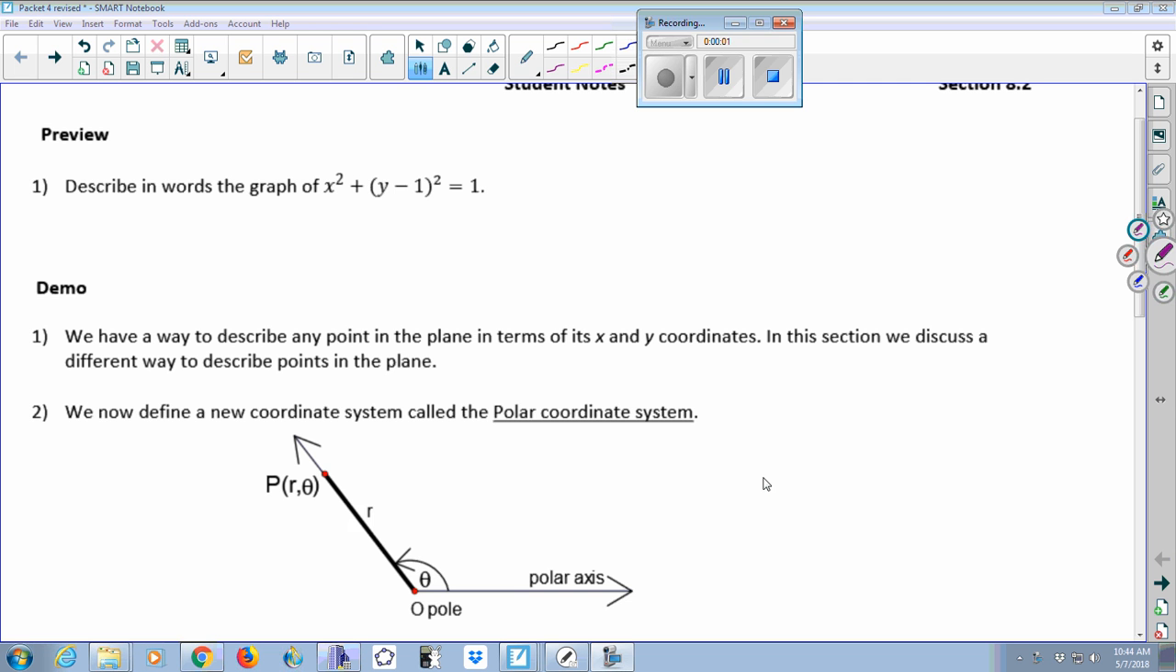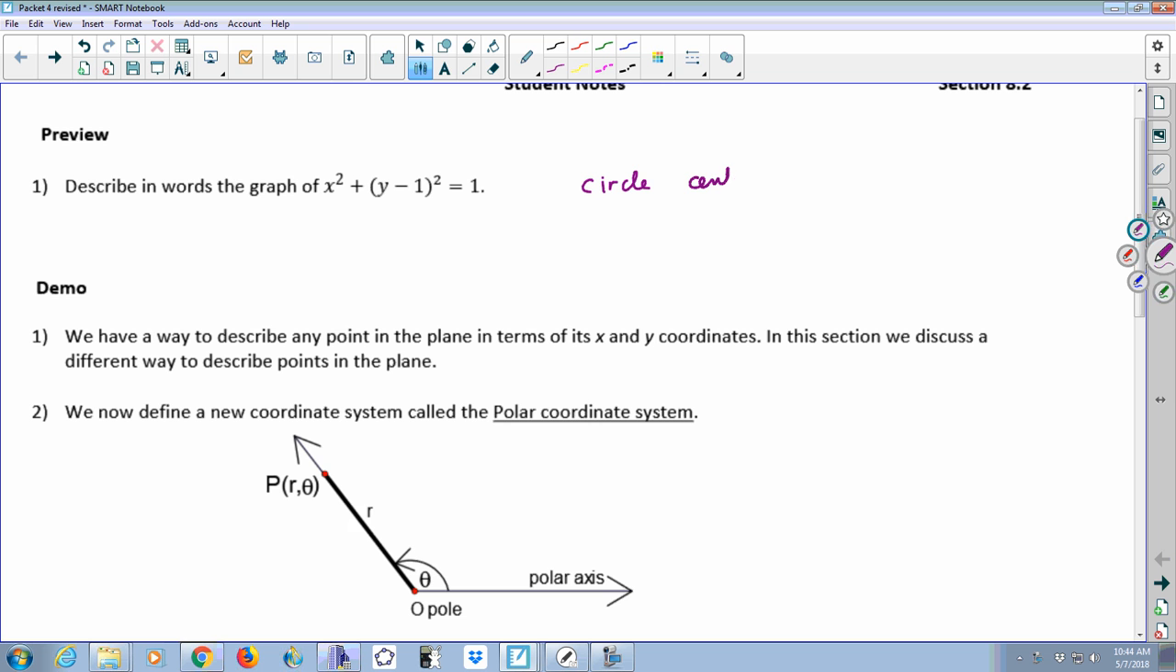Right, so this is a circle with the center at (0, 1) and a radius of 1. Okay, it's been a while since we've done circles, so I just wanted to throw that in.